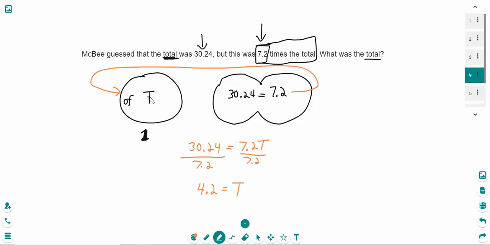So, there you have it. It's as simple as that. This total becomes 4.2. That was the total. She guessed 30.24. So she was way off the mark. All right. Or he, whichever one it was. 30.24 is nowhere near 4.2. In fact, it's 7.2 times too big. But they wanted to know what the total was. The total was 4.2. Okay? Very good. All right.